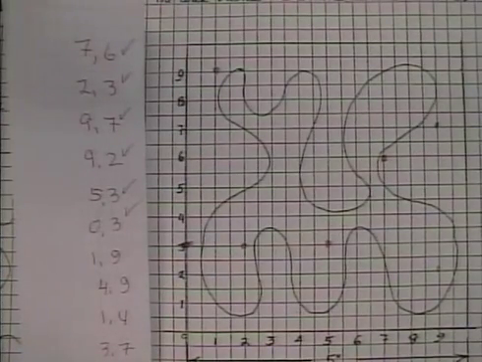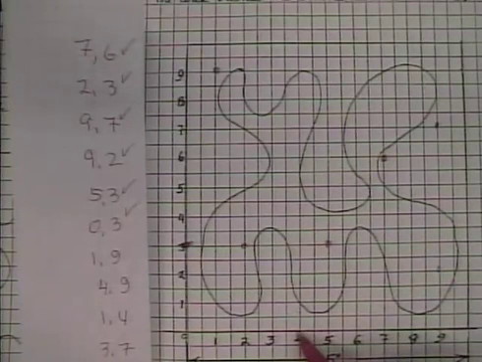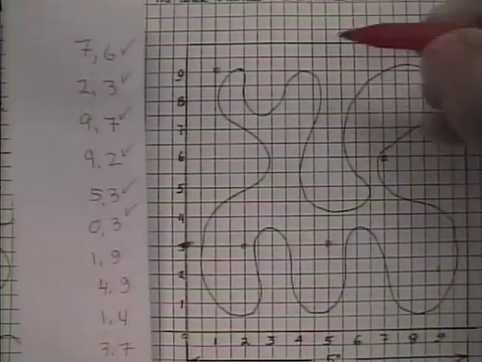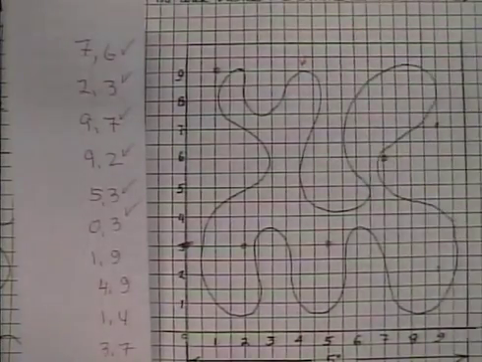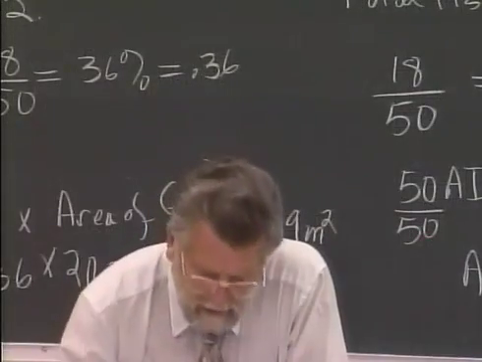4, 9. Over 4 and up 9. Now, what are you going to call that one? Okay, let's see. I'm going to put a little arrow up here. We're going to get a finer read on this. Let's come off there for a moment, Will.